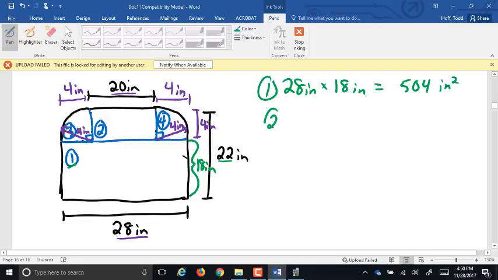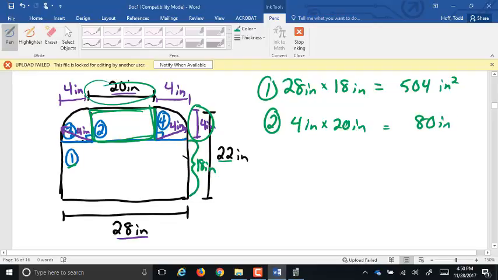Area 2 up here. What are the dimensions of that rectangle? Four inches by 20 inches. Good. It's 4 inches here because that's just the radius of that circle, a quarter circle. And the 20 is given there. So that is 80 inches squared.